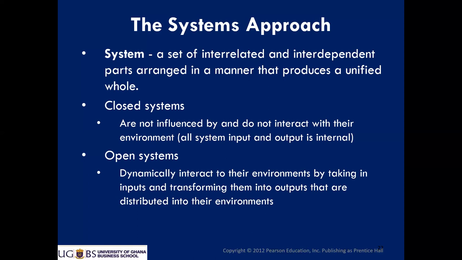Tesla and maybe previously some other automobile companies were doing that. They produce everything by themselves, apart from the raw material. In fact, some of them even try to get their own factory for managing the raw materials themselves. So some organizations do that. Other organizations do not do that. They use open systems, so they interact with their environment by taking in inputs and transforming them into outputs that are distributed into their environments.